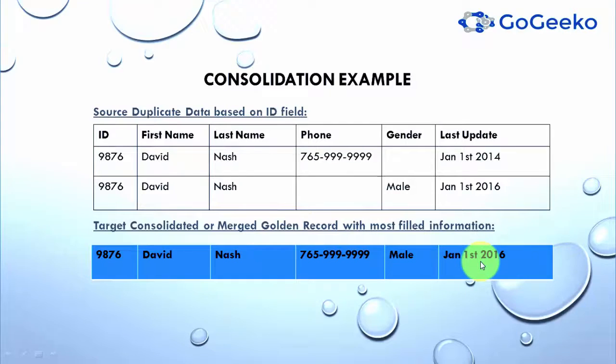The purpose of this demo for the consolidation example is to create golden or master records with the most field information. As you can see in the target consolidation data, I have the ID, the first name, the last name, and I have phone and gender filled in my master or golden record. And also I want my latest update date. So out of these two dates, I want to pick the latest update date. So let's cut to the chase and jump right into the developer tool to see the consolidation transformation in action.